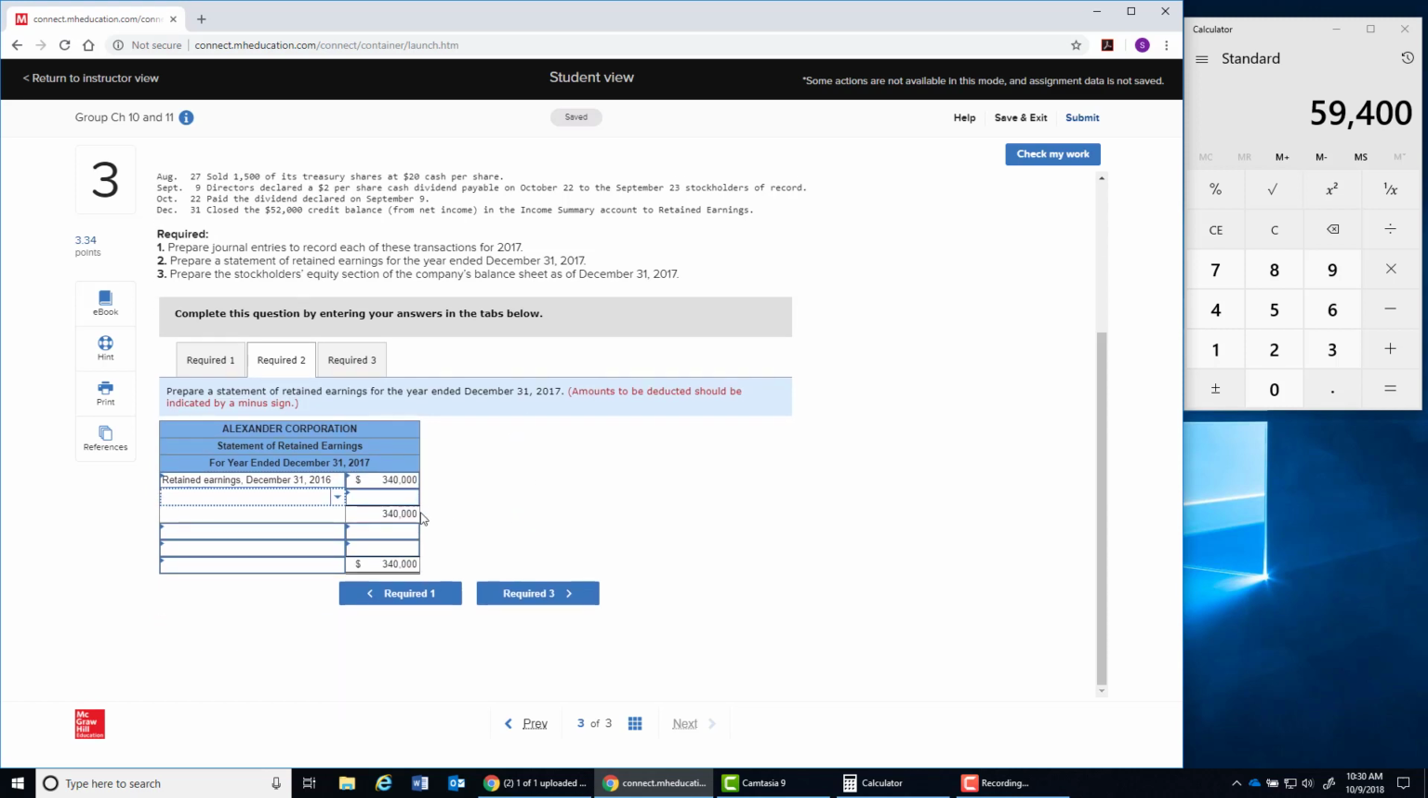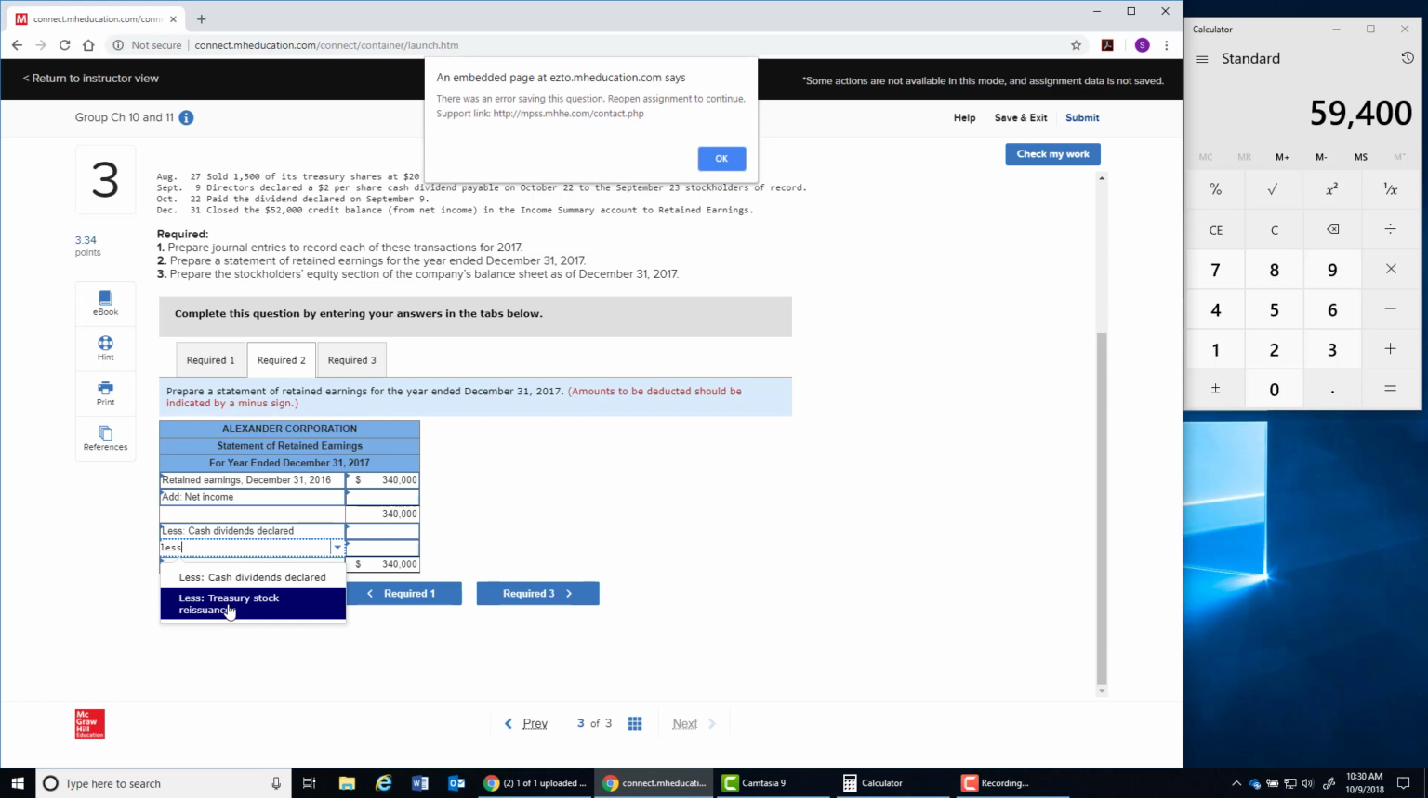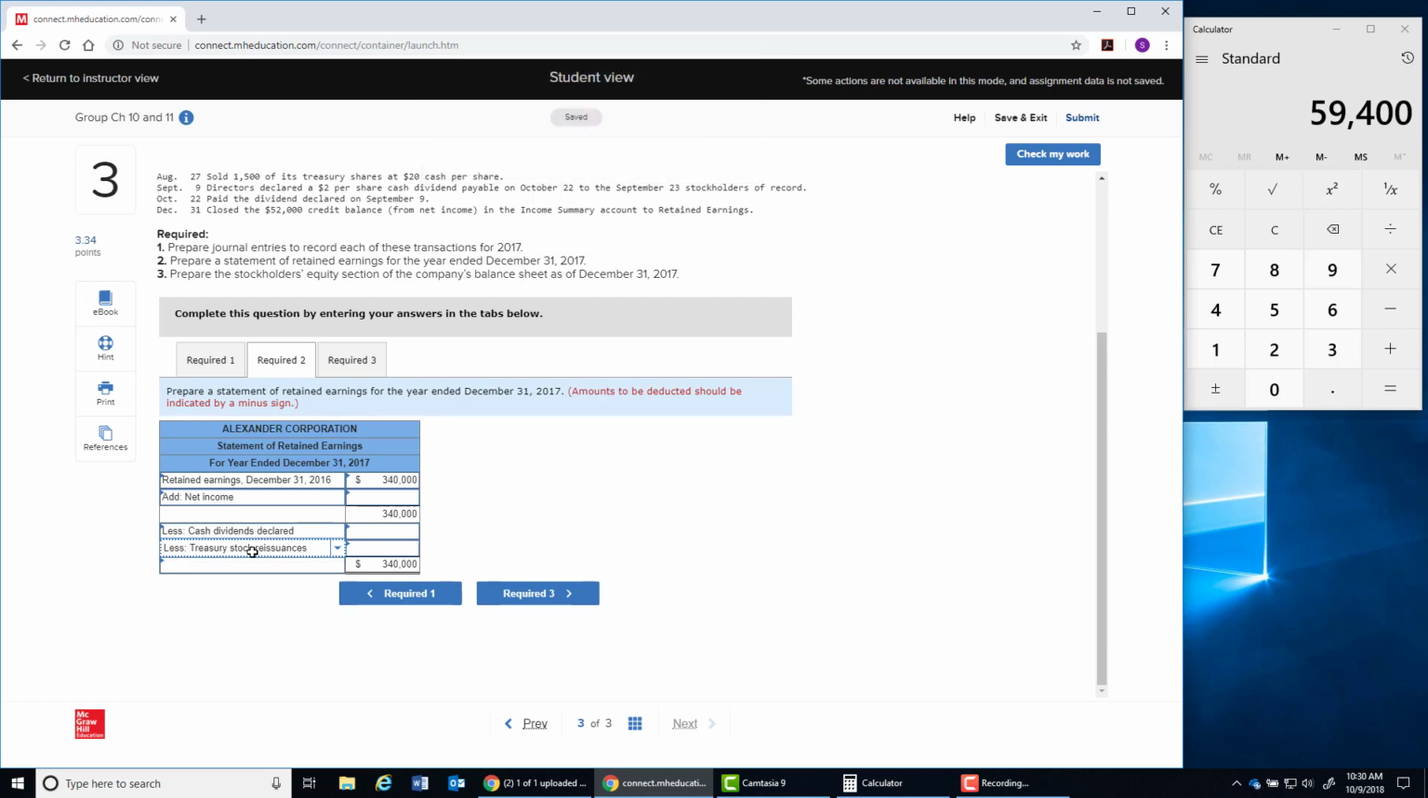Do you remember what things we have to do? We have to add in our net income, and then we have to take away our dividends. And just in case you didn't notice that, if you have any treasury stock issuance problems, we definitely had a treasury stock reissuance problem, didn't we? So what was net income? It was $52,000. We just closed it from income summary.